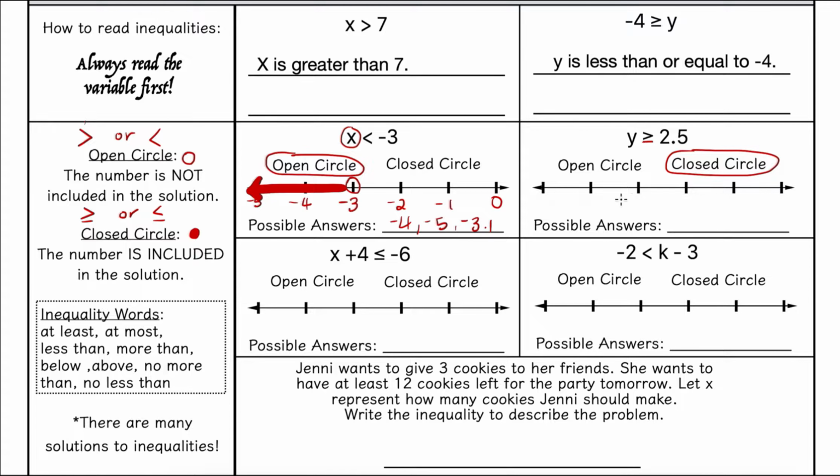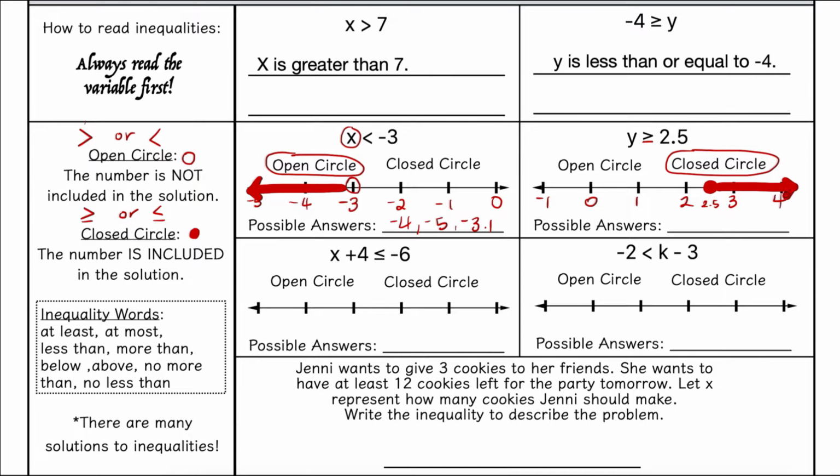And we would label the graph something like -1, 0, 1, 2, 3, 4. And I would mark 2.5 somewhere here. And my graph would have to go to the right or to the left. Which direction do we go? Y has to be greater than or equal to 2.5. So it can be 2.5, it can be 3, it can be 4, and so forth. So it would go to the right.